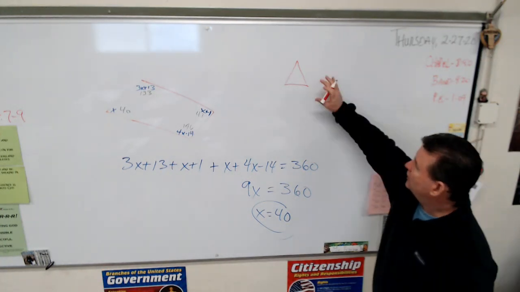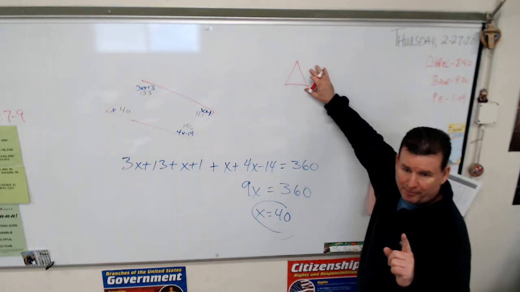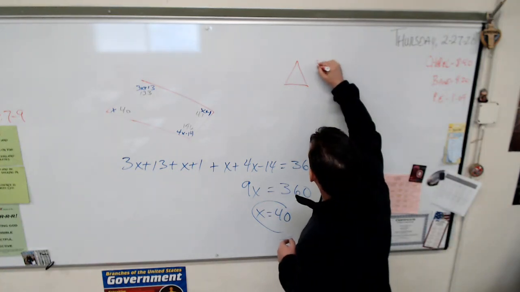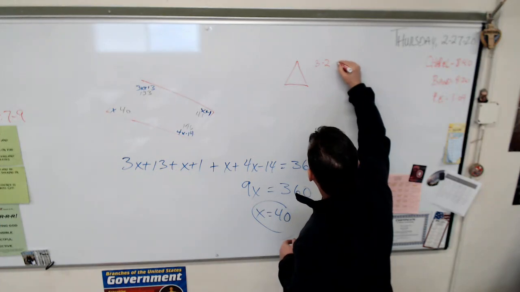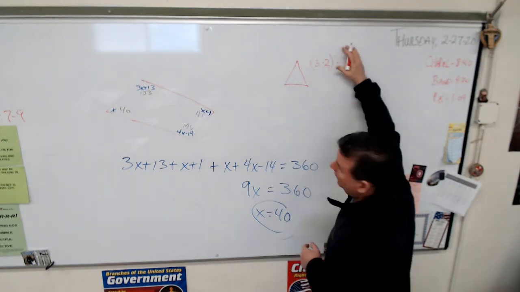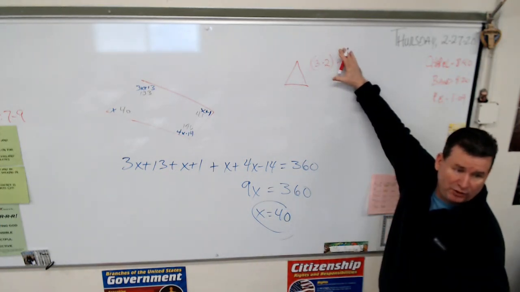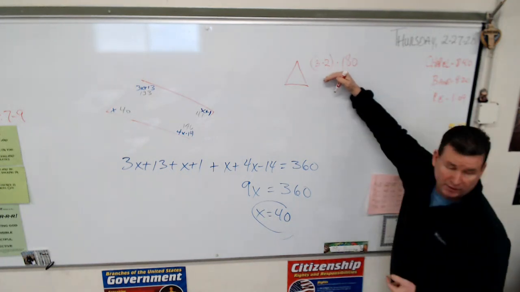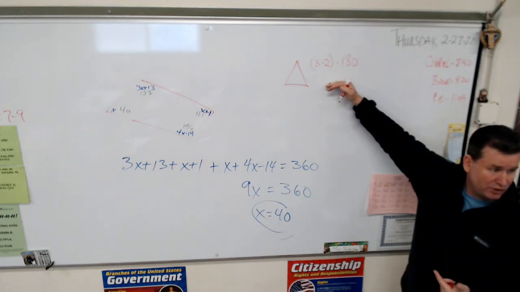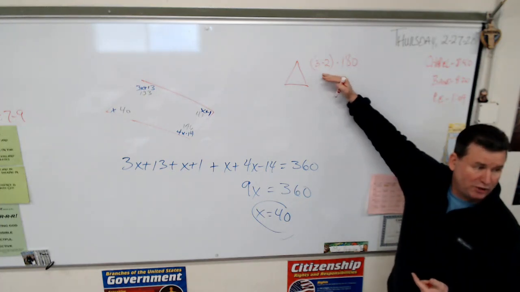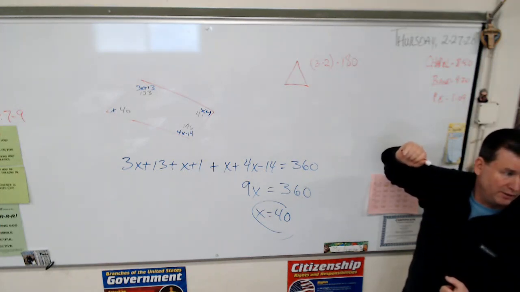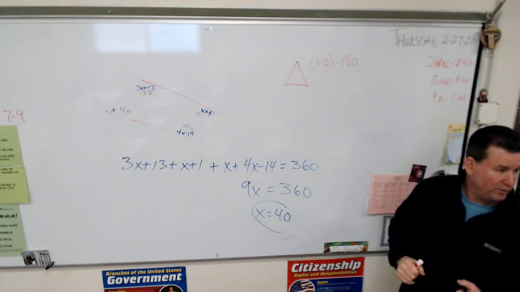Ready? The number of sides minus 2. How many sides in a triangle? 3 minus 2. Have to put that in parentheses because that means you got to do that first. Times 180. What's 3 minus 2? 1. What's 1 times 180? How many degrees in every triangle?